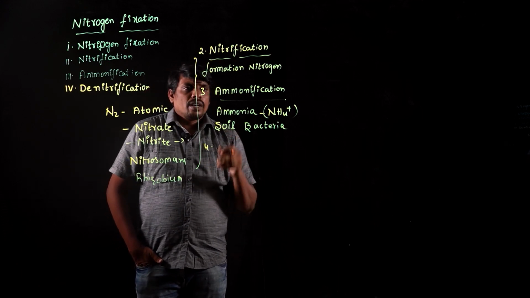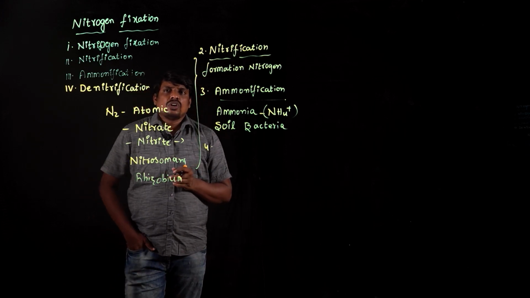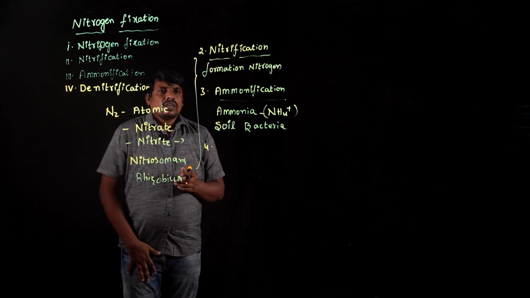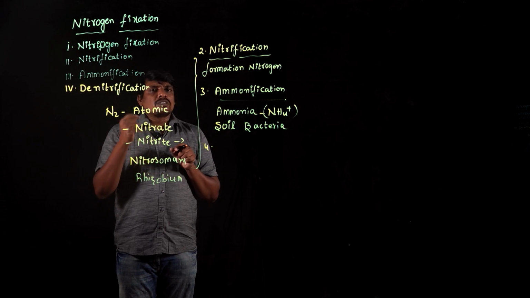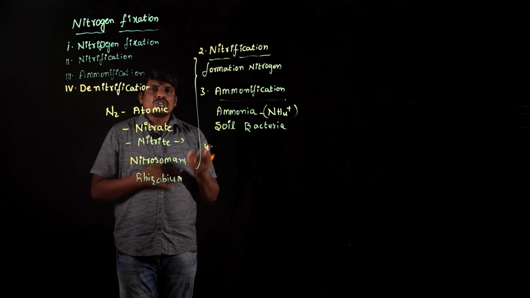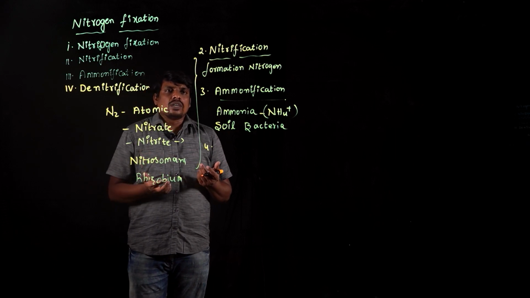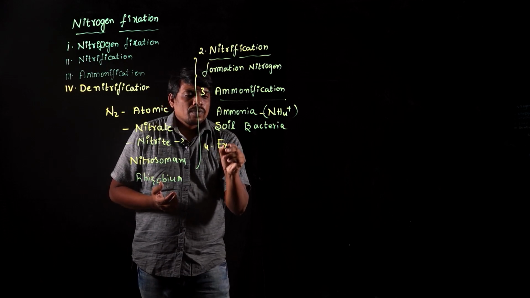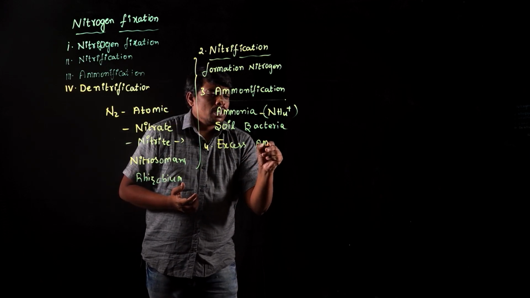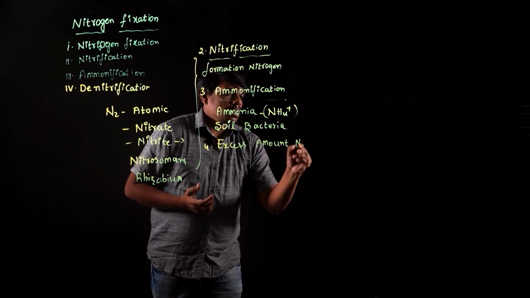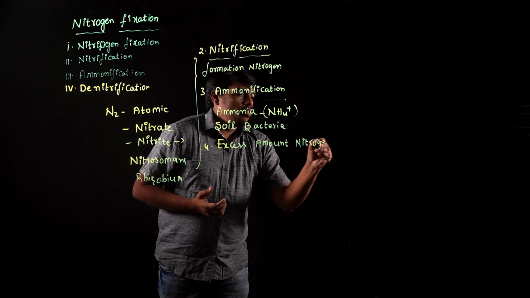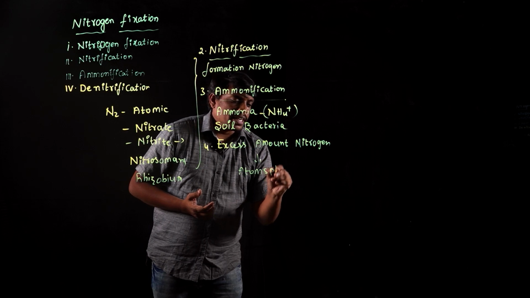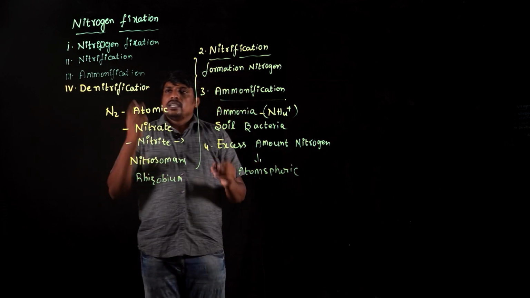So here, the next, fourth step is denitrification. What do you mean by denitrification? What is the relation between ammonification and denitrification? The conversion of soil nitrogen into atmospheric nitrogen. The process of conversion of soil nitrogen, whatever is there in the soil, will be converted into atmospheric nitrogen, which means the excess amount of nitrogen that is present in the soil will be converted into atmospheric nitrogen during the process of denitrification.